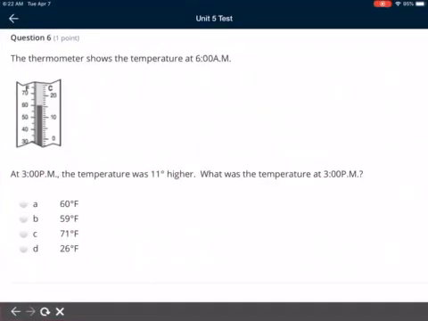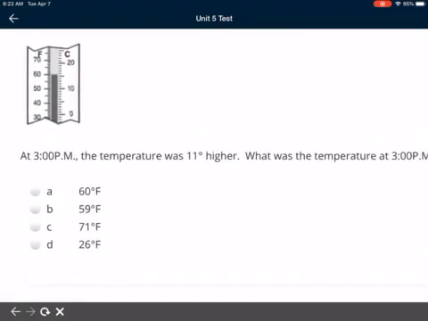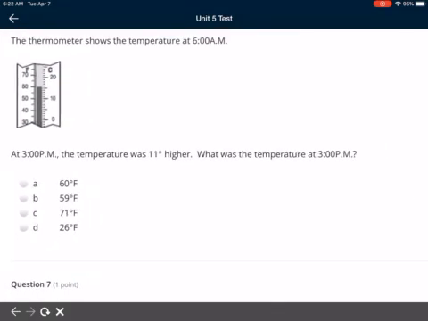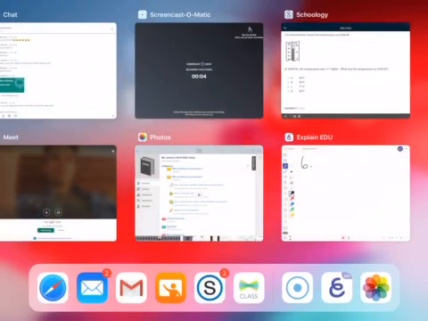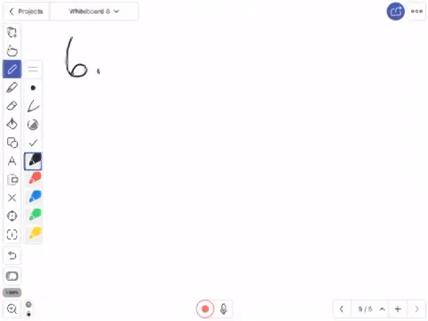first I've got to figure out what's the temperature at 6 a.m. And then at 3 p.m., the temperature was 11 degrees higher. So I have to figure out, okay, what do I need to do to figure out what it is? What's the temperature when it's 11 degrees higher? That's where I could show my work on Explain Everything again, or Notability, or Seesaw.